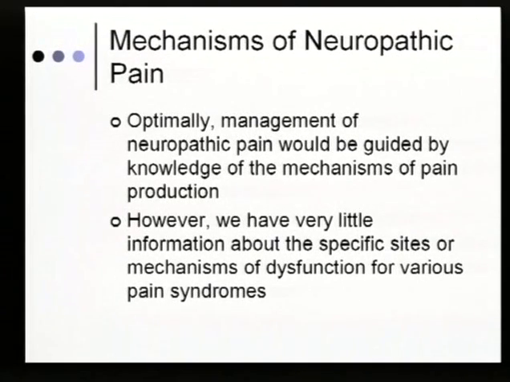So first of all, when you try a drug, in the best of all possible worlds, you'd like it if you understood the mechanisms of the underlying problem. It would be nice if I knew, oh, you have that stabbing pain, oh, I know exactly where that is in the nervous system. I can locate that circuit. I know what neurotransmitter's messed up, and so I know exactly what drug to use to fix that. But that's just not the way it is for almost all of our pain syndromes, because there's multiple things going on. We just haven't teased it down. So really we have very little information about the specific sites or mechanisms of dysfunction for various pain syndromes.